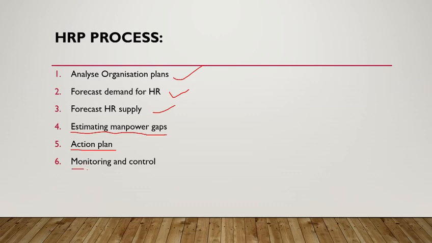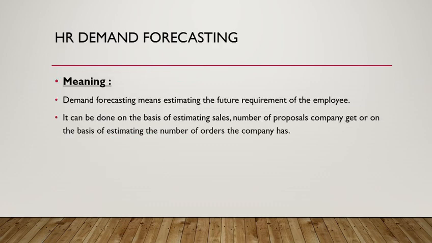Next step is monitoring and control. The activities that have been done have to be monitored and evaluated, to check whether the process is done in a proper manner or not. That is done in the last process. Next we have to go into human resource demand forecasting. Human resource demand forecasting means estimating the future requirement of employees.